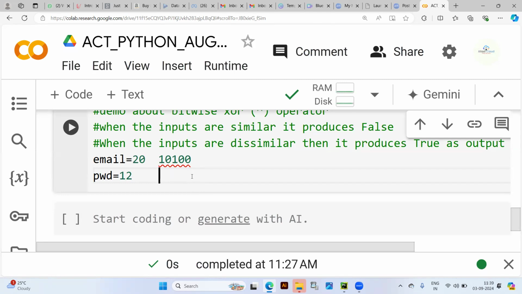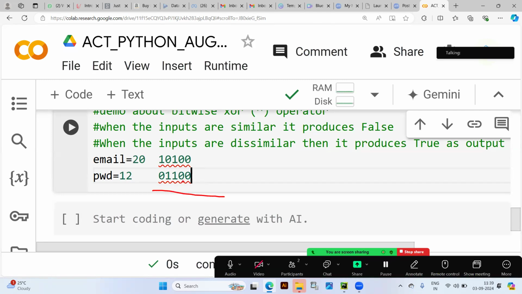8421, right? Like 0 1 1 0 0. Right. Now, what we are doing? When the inputs are similar, false as an output. When the inputs are dissimilar, true as an output. Now, inputs are similar, right? 0 0 is same. Therefore, 0 will be the output. Inputs are same, 0 will be the output. Inputs are same, 0 will be the output. Inputs are different, 1 1.